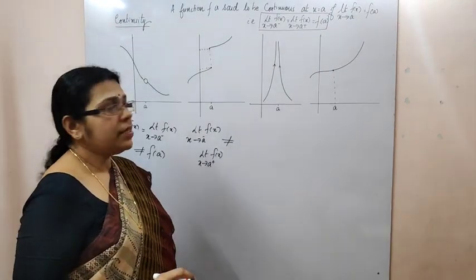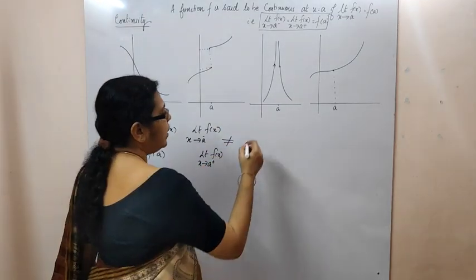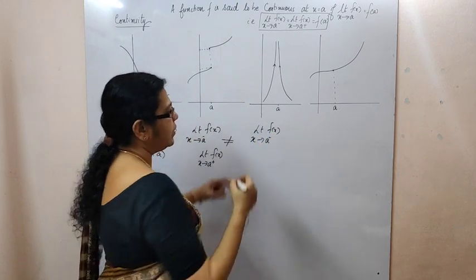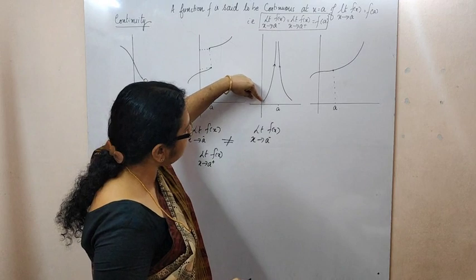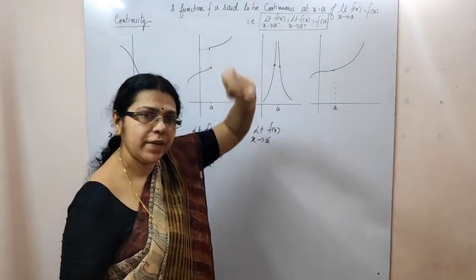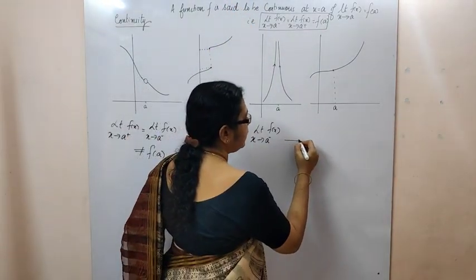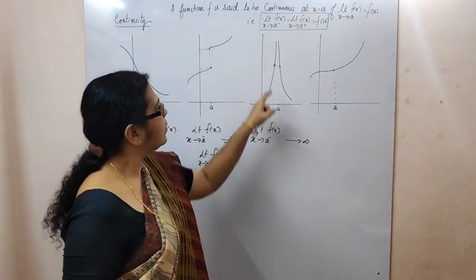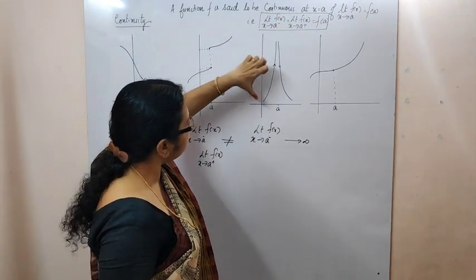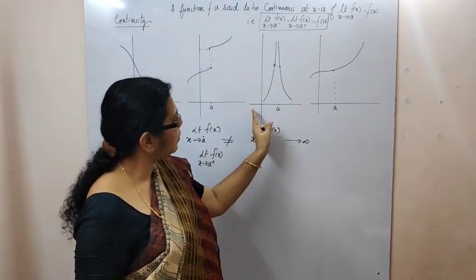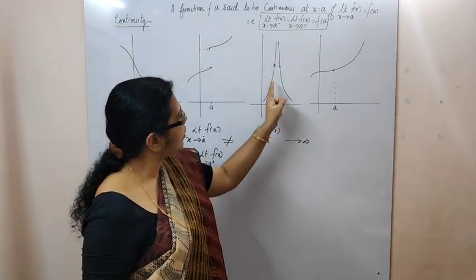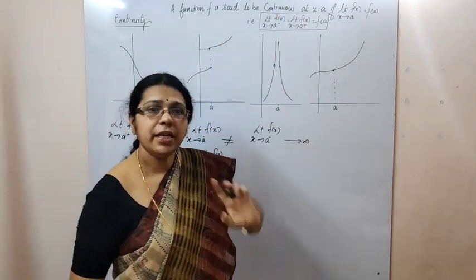Okay. Now, see the third figure. Here, the limit of x is tending to a from the left hand side. What is happening? As x tends to a, the functional value is tending to where? The functional value is tending to infinity. Do you see a joining of the function somewhere? No. As the value of x approaches a from the left hand side, the functional value is tending to infinity.